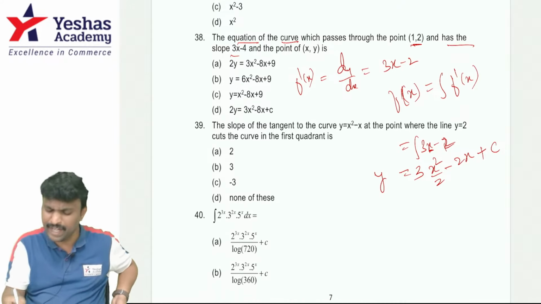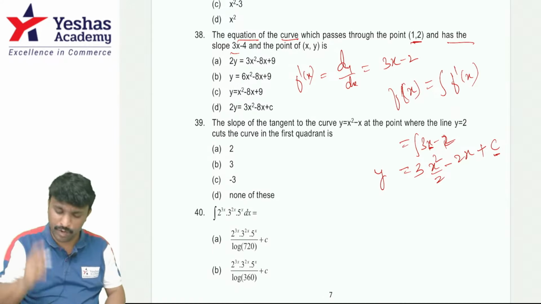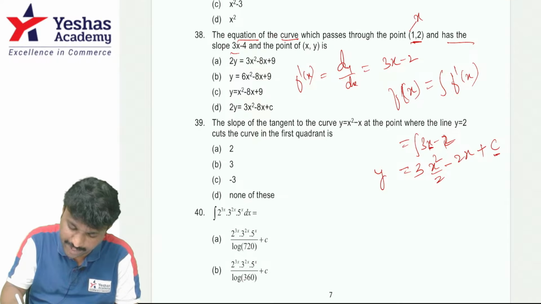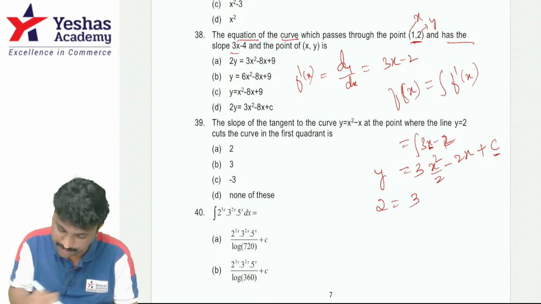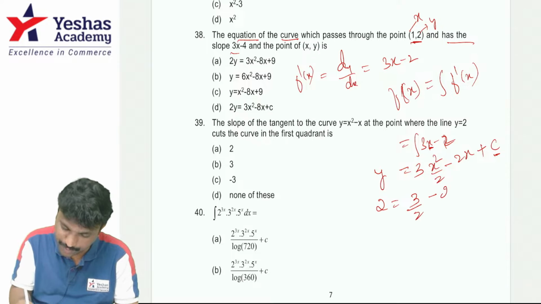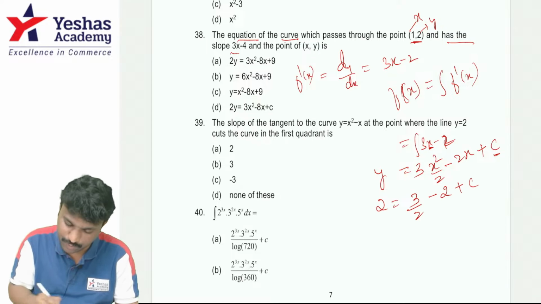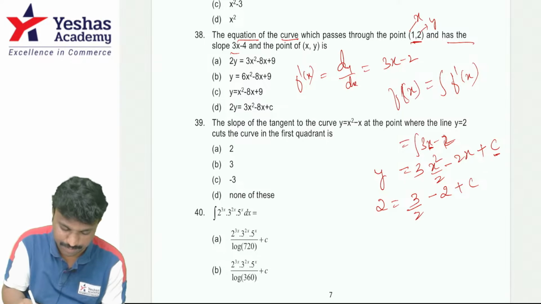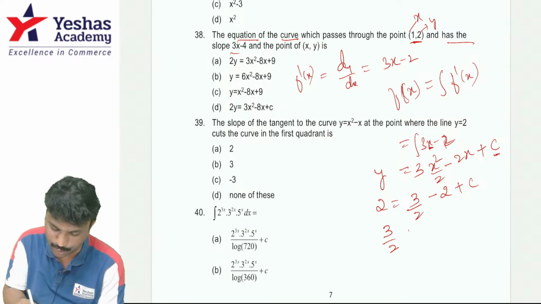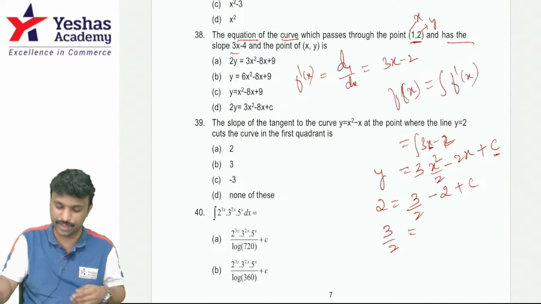Now we need to first of all find the value of c. If you want to find the value of c, plug in the value of x is 1 and y is 2. So y is 2, x is 1, so it is 3 by 2 minus 2 into 1 is 2 plus c. So 3 by 2 minus 2 is minus 1 by 2. Minus 1 by 2 comes this side, becomes what? 3 by 2. Correct? So you can do this actually.